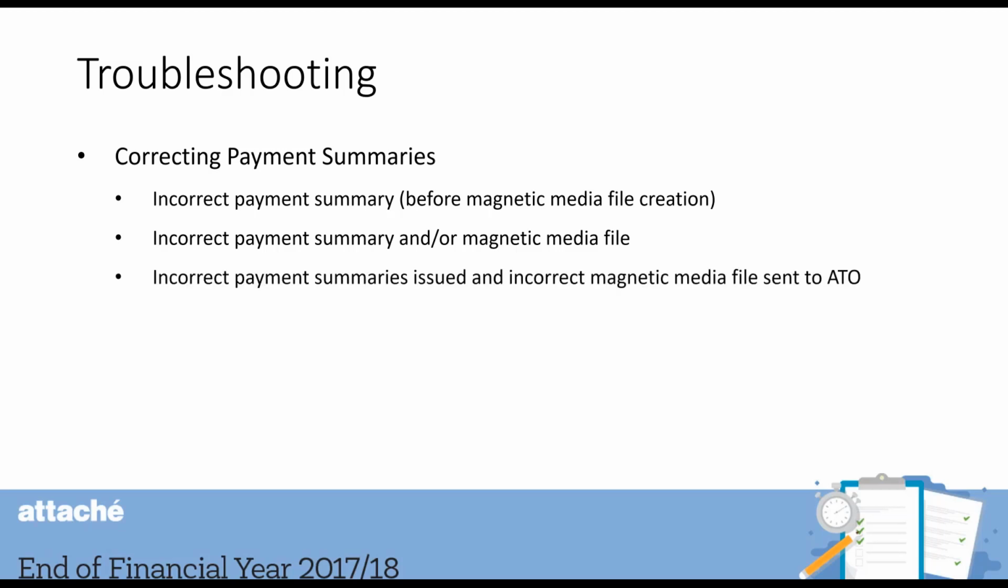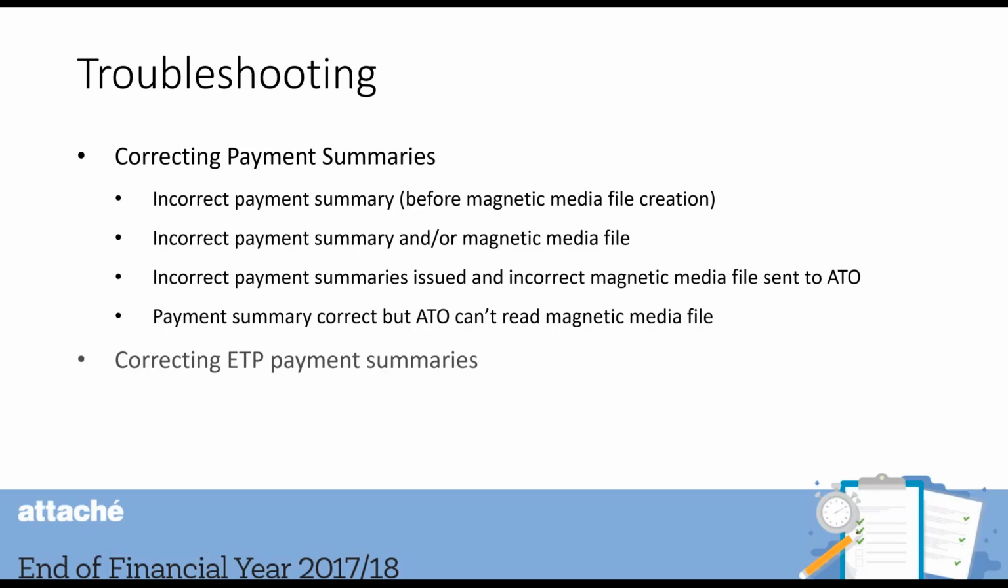Another scenario is you have issued an incorrect payment summary and have already submitted the data to the ATO. So in this scenario, what you could do is create an amended payment summary, which is then marked for inclusion in the magnetic media file. And another scenario we have here is the payment summaries and the magnetic media file data is all correct, but the ATO couldn't read the MDUP file you sent them. So what you can then do is retrieve the batch and recreate the MDUP file for the ATO. Some of the scenarios you may encounter with ETP payment summaries.